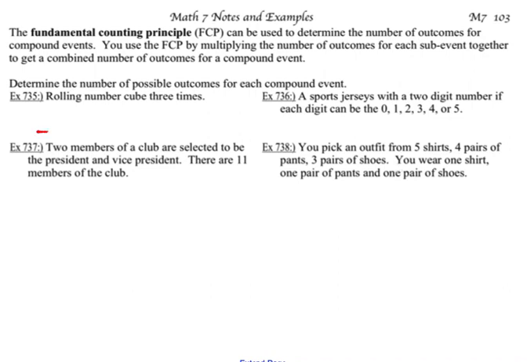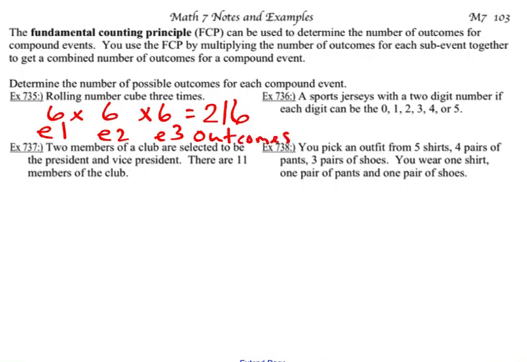Well, the first event would be rolling the number cube the first time, and there are 6 outcomes for that. The second event is rolling the number cube the second time, and there are 6 outcomes for that. Event number 3 has 6 options because the number cube still has the 6 there. This actually is independent, so that's why the probabilities don't get affected by the others. But there are 216 outcomes possible here.